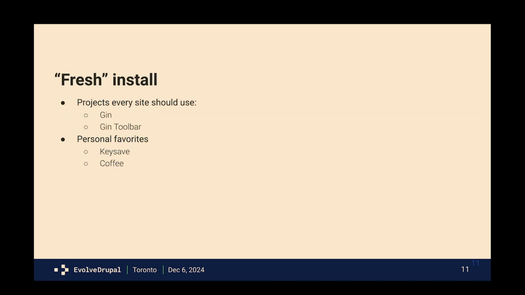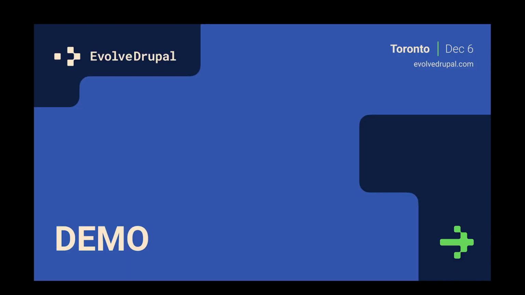We're going to do all of this on a fresh install of Drupal 11. There are a couple of things in here that are not standard out of the box Drupal 11. So, Gin and its toolbar, and then a couple of modules that I just find make it easier to manage Drupal via keyboard. So with that, we're going to go into a hands-on demo.